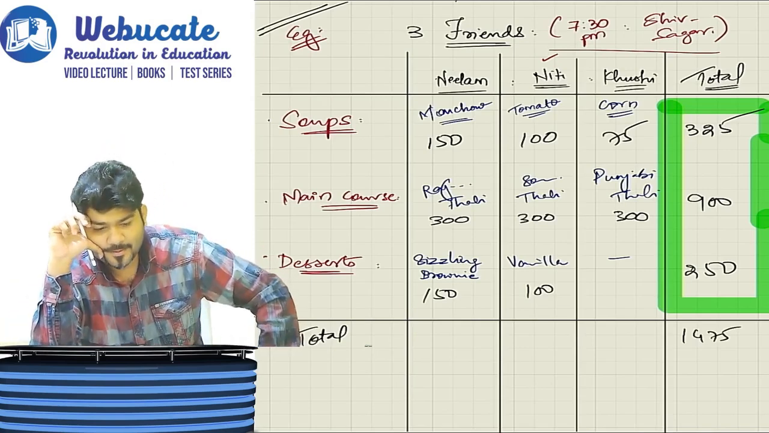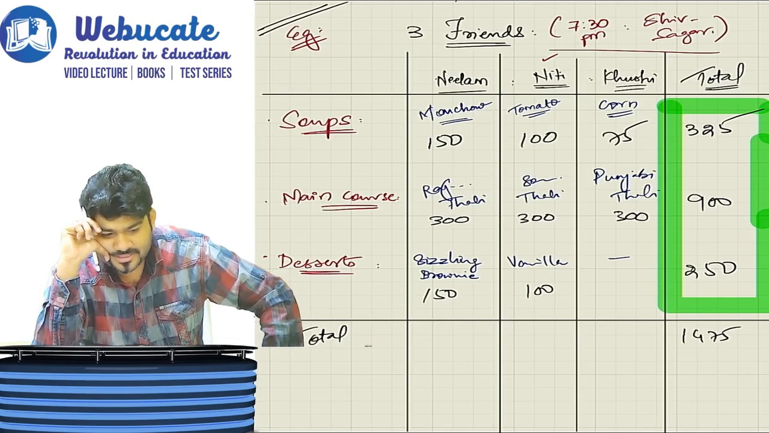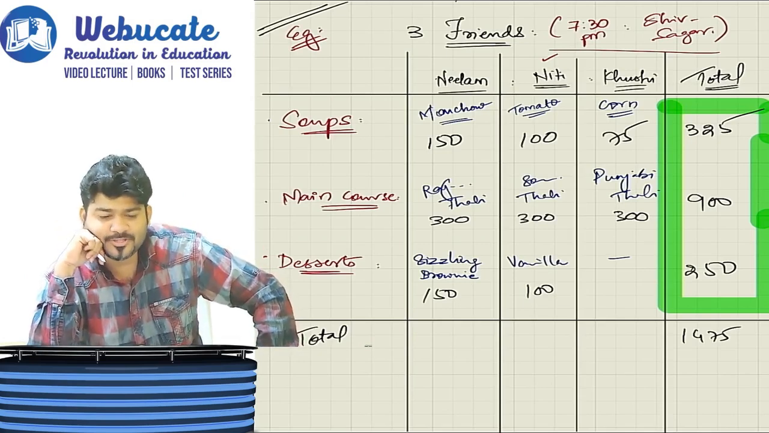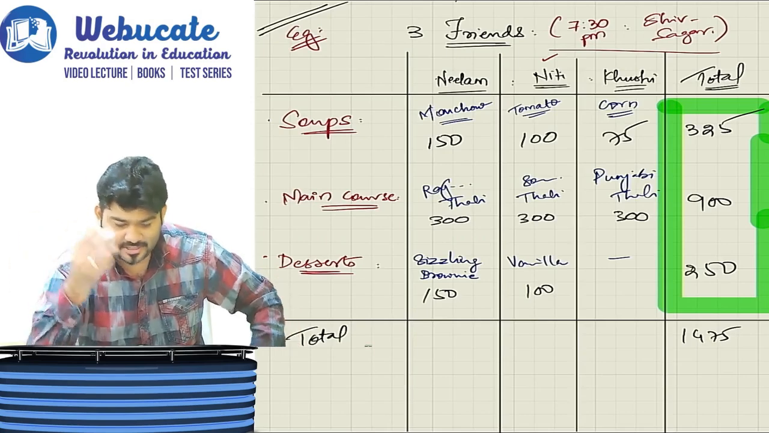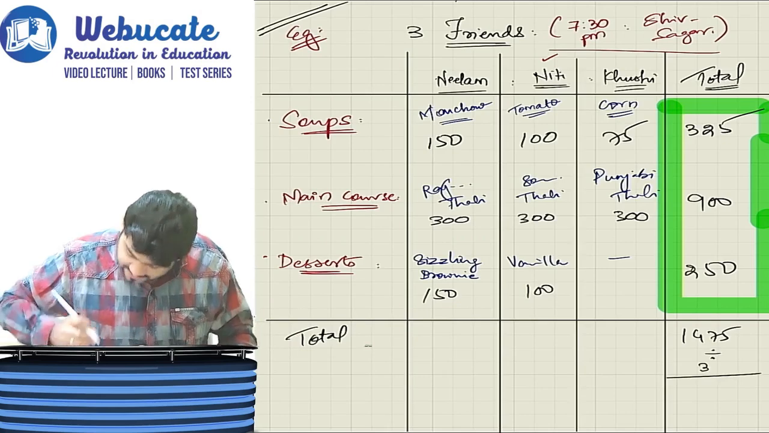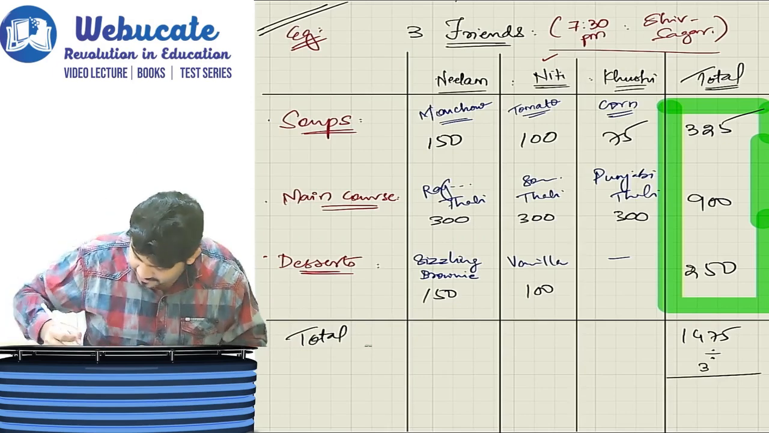Now, how will this 1475 be paid? Tell me, Neelam. Neeti, tell me, how will this 1475 be paid? How are you going to pay it? Can I say, sir, we will dutch it off? Immediately, we will divide it by 3. So 1475 divided by 3, how much does it work out to?